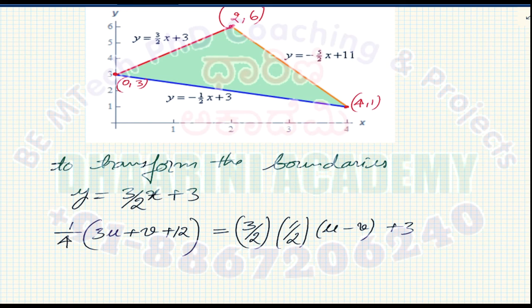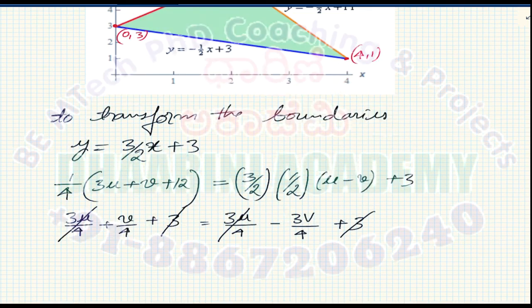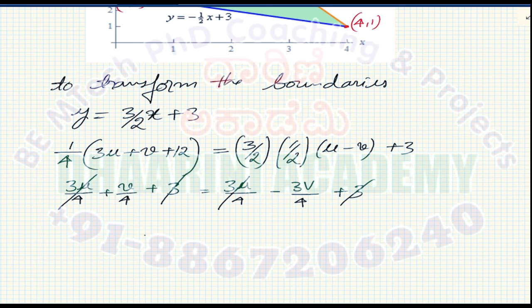Okay, so let us try to simplify this. This means it is 3u by 4 plus v by 4 plus 3 equals 3u by 4 minus 3v by 4 plus 3. So 3u by 4 and 3u by 4, 3 and 3 will cancel. This means I can take the 3v by 4 to the other side to make 3 by 4 plus 1 by 4 is v. That means on the other side I am left with nothing. So I got the v value to be equal to 0. All right, so that's the first part.